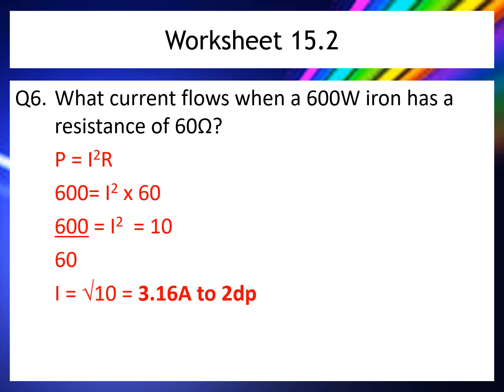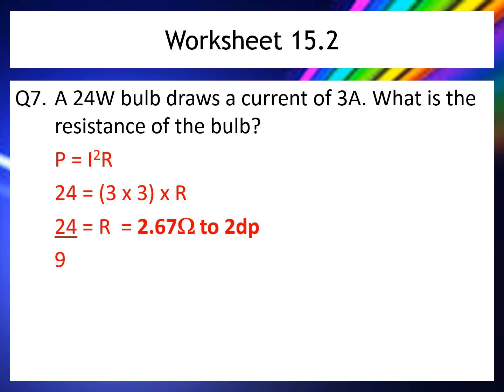And once again, we're calculating current. We've got a 600 watt iron, a resistance of 60 ohms. We put the numbers into the equation. 600 equals I squared times 60. Divide through to get I squared is equal to 10. Again, we've got to square root it because I squared isn't what we're looking for. We're looking for I. The square root of 10 is 3.16 amps to 2 decimal places.